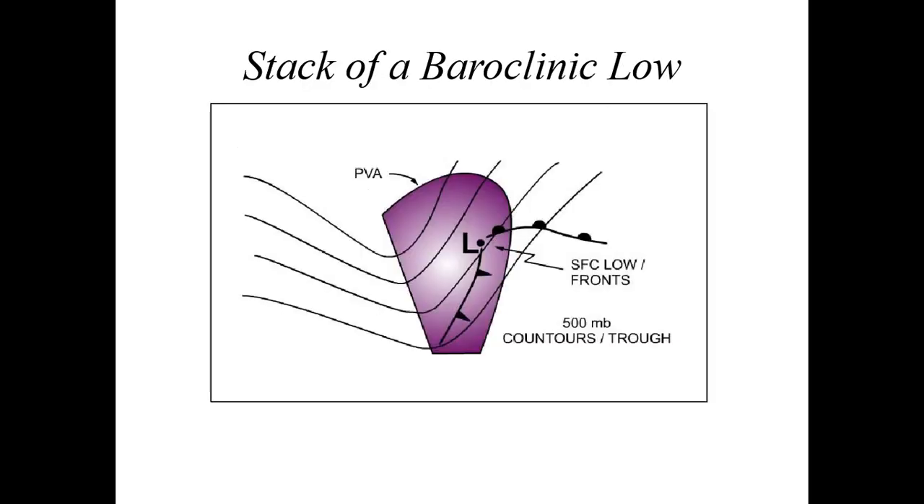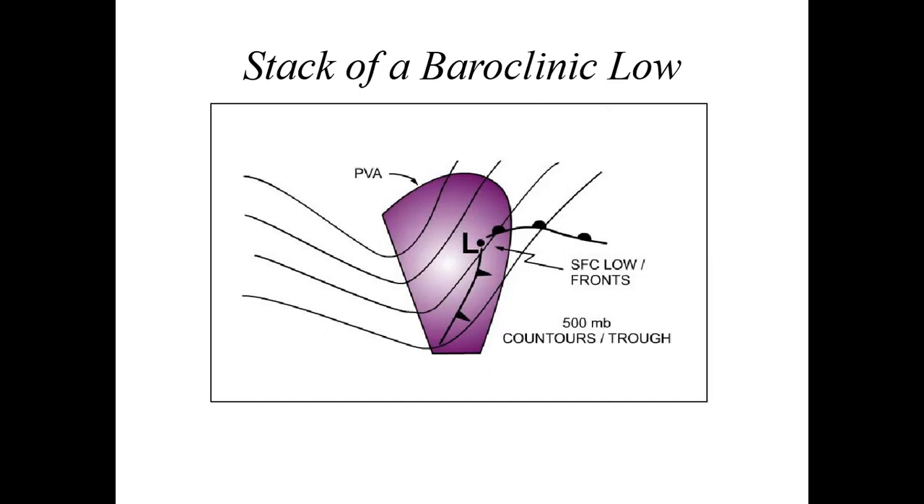Let's take a look at the stack of these baroclinic features, these baroclinic systems. We talk about vorticity advection and its interaction with an area of low pressure at the surface. So you have this area of low pressure at the surface marked by the black L. You have the warm front and the cold front extending out from the low pressure center. You have these height contours, which are your solid black lines. They're 500 millibar height contours.